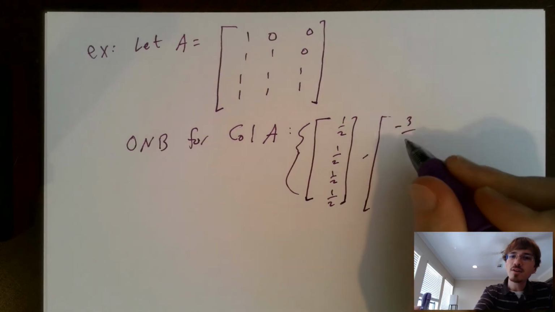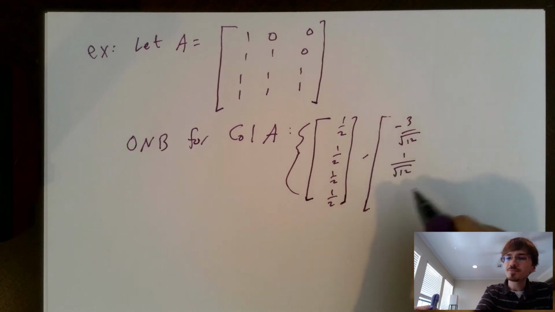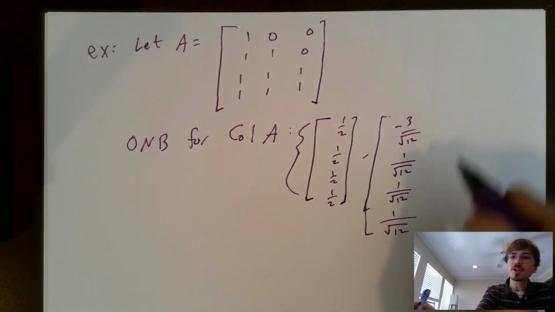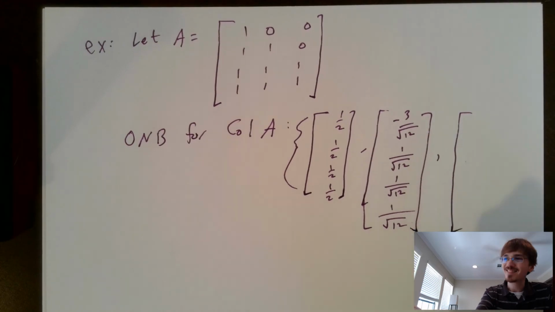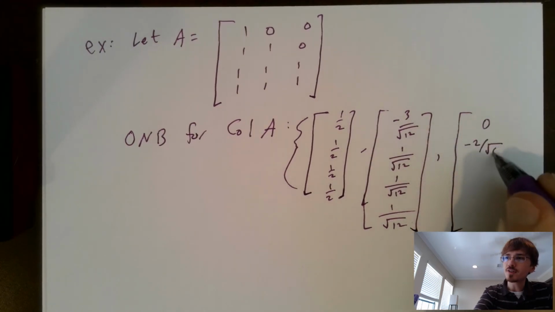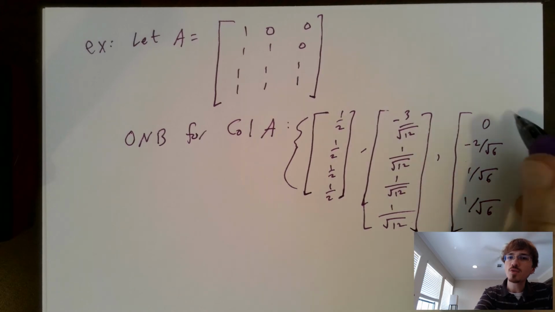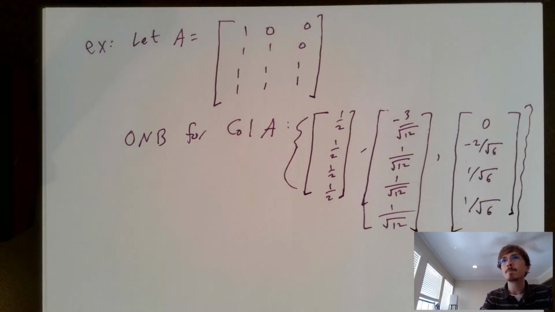Negative 3 over square root of 12, 1 over square root of 12, 1 over square root of 12, 1 over square root of 12. Ooh, it's a big vector. Sorry. Comma, 0, negative 2 over root 6, 1 over root 6, 1 over root 6. So here is an orthonormal basis for the column space of this matrix now. Yeah?